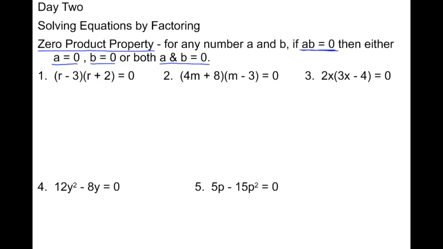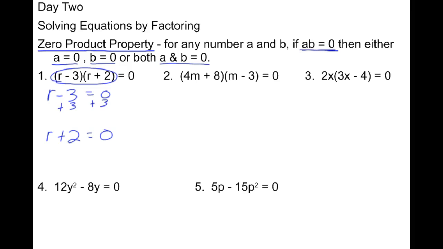Let me demonstrate. We have r minus 3 has to equal 0 or r plus 2 has to equal 0. This product is 0. Okay? So I either have to have r minus 3 equals 0 or r plus 2 equals 0 or both. Okay? So what we're going to do is r minus 3 equals 0. And down here, I need a little more space. Or r plus 2 equals 0.